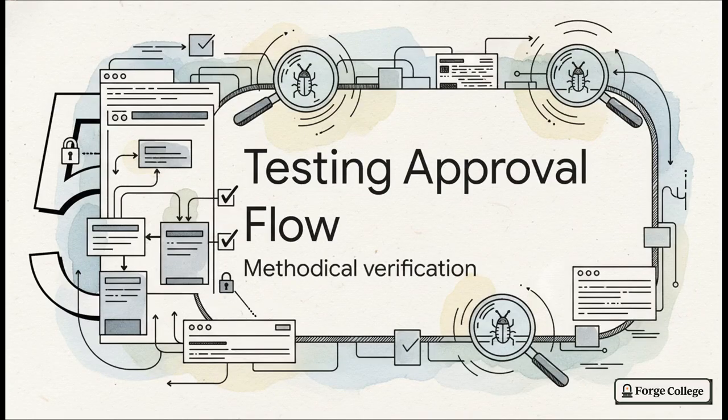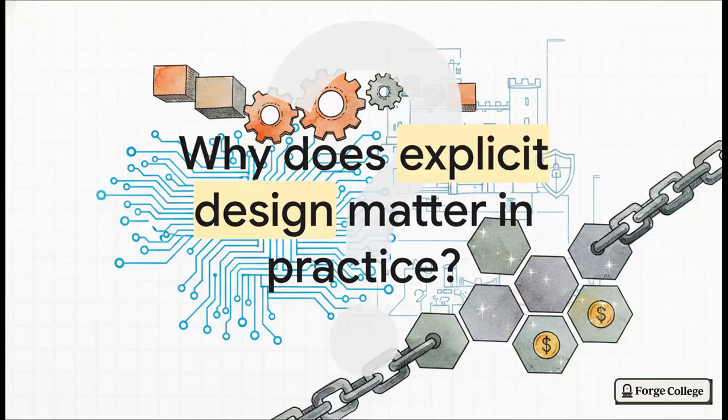Next up, section 5, testing your approval flow. And that warning about reentrancy brings us seamlessly to testing. In the immersive developer learning programs we run over at Forge College, this is the exact phase where we tell our students to just slow down. Rigorous, methodical testing isn't just some nice-to-have best practice. It is literally the backbone of everything we teach and everything we build.